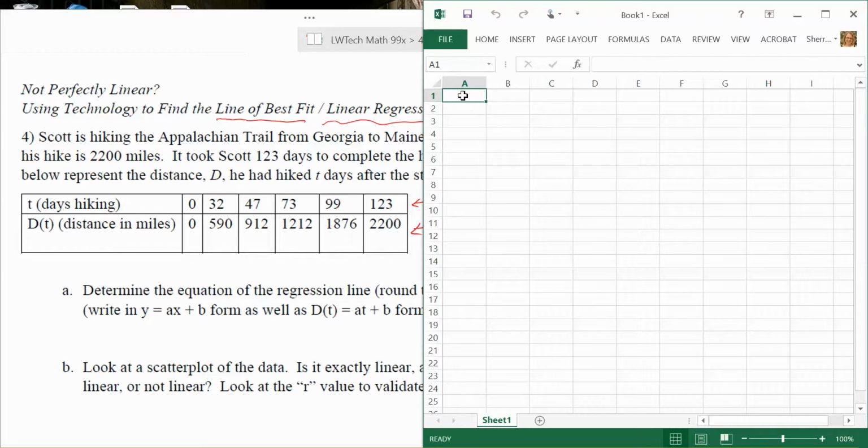What I'd like to do to begin with is to go ahead and enter in each of these different values for the number of days that he was hiking in list 1. So we want all of our inputs to be in list 1, and we want all of our outputs, in this case the distance in miles, to show up here in list 2. So let's go ahead and do that.